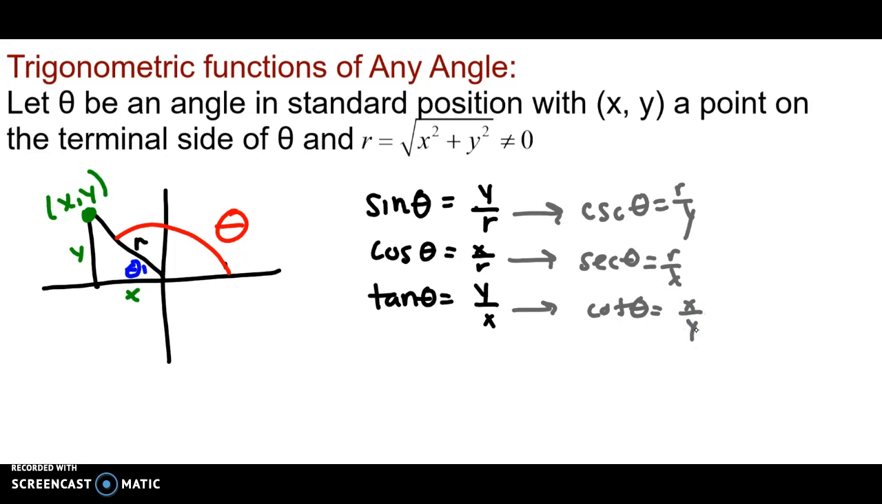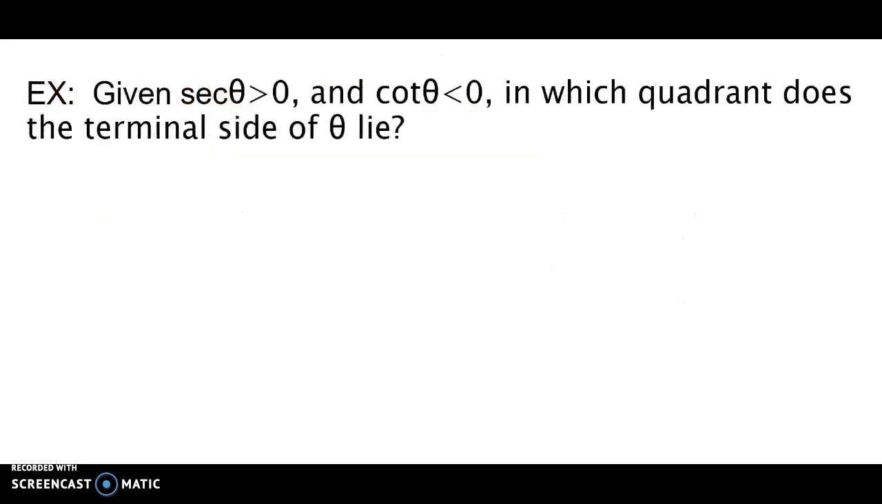So now with this information, let's try some different scenarios, trig functions of any angle. It says here, given that the secant of theta is greater than 0 and cotangent of theta is less than 0, in which quadrant does the terminal side of theta lie? You're going to have to think about this. Go ahead, put me on pause. Let's see what you come up with.